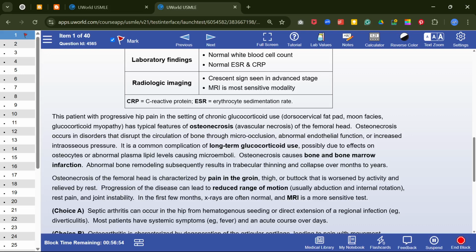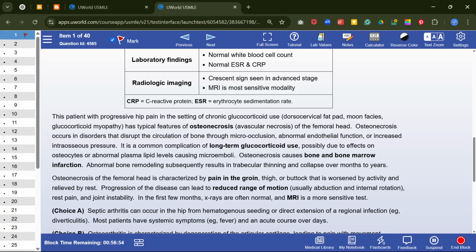Osteonecrosis of the femoral head is characterized by pain in the groin, thigh, or buttock that is worsened by activity and relieved by rest.